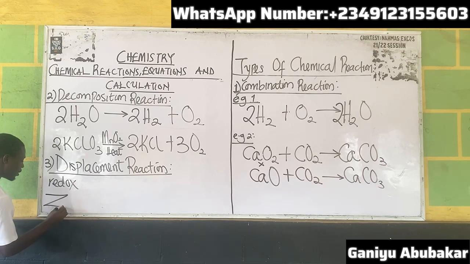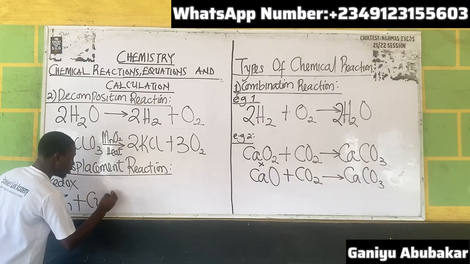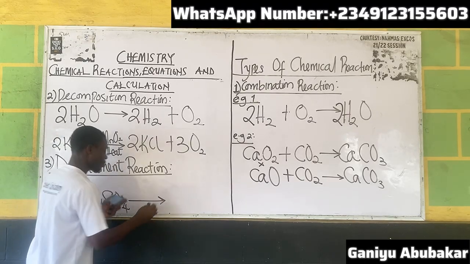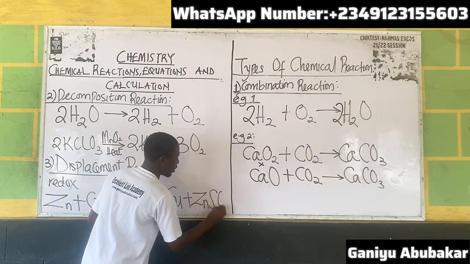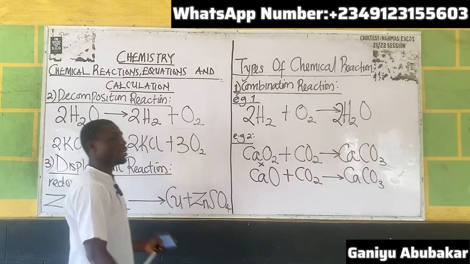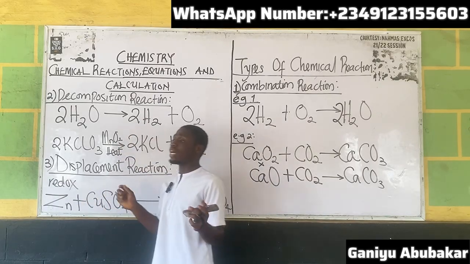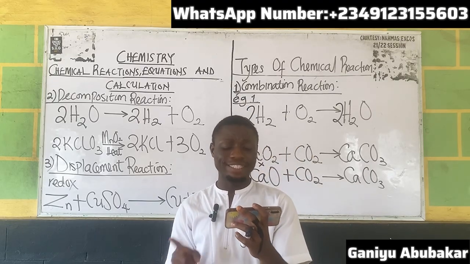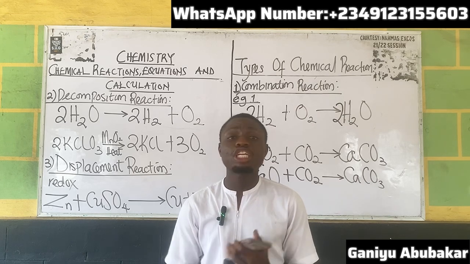If I have zinc combining with copper sulfate, CuSO4, to give you Cu plus zinc sulfate, ZnSO4. This one here is an example of a displacement reaction. How do you know? Now listen. We said these are reactions in which the element in one compound displaces another, or changes position.